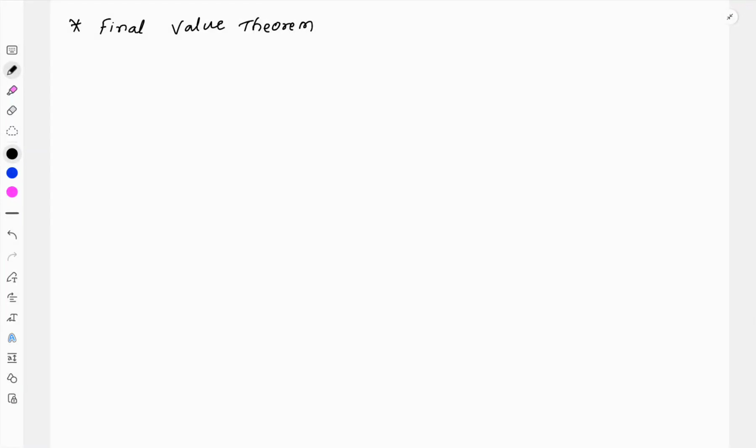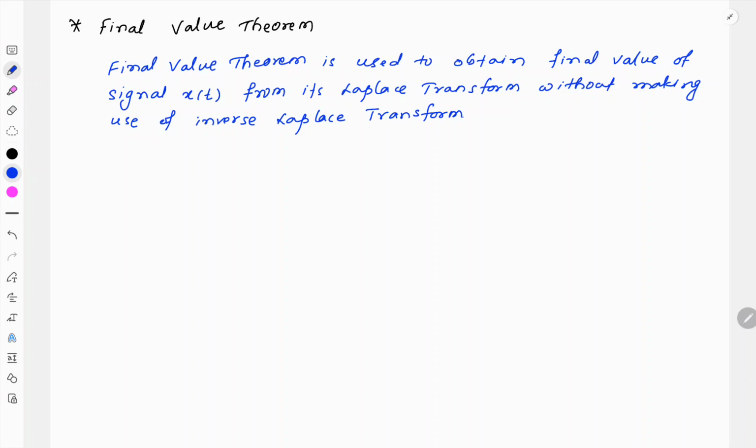In this video, we are going to study final value theorem. To understand this final value theorem in a better way, first go through the video of initial value theorem. So final value of signal x of t can be obtained from its Laplace domain using final value theorem. So we can say that final value theorem is used to obtain final value of signal x of t from its Laplace transform without making use of its inverse Laplace transform.